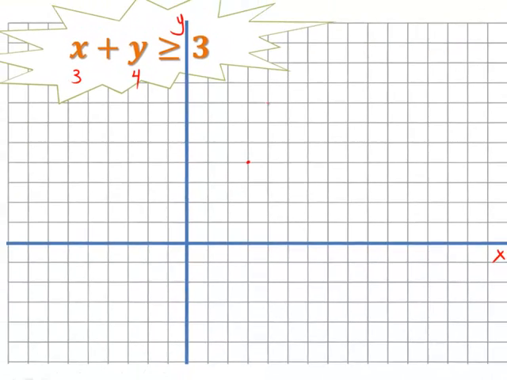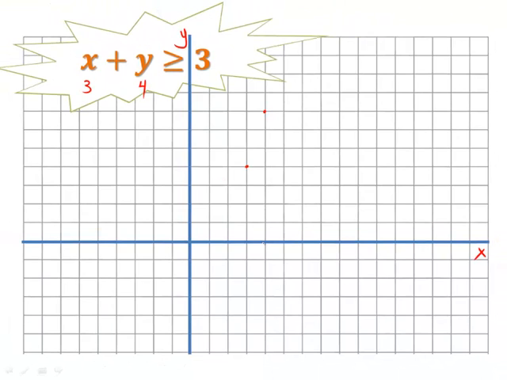What about another point? Do you think this one will? 4, 7? 4 plus 7? Oh yeah, that's way bigger than 3. So you can start imagining that any of these points over here on the top right are definitely going to satisfy this equation. But let's start moving downwards towards where the boundary might be. Let's move in a bit.